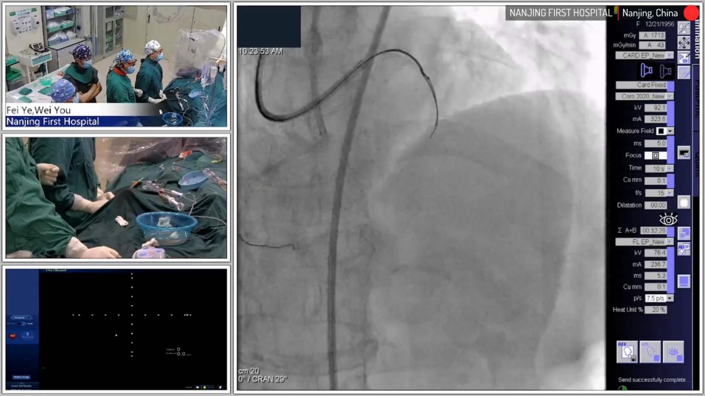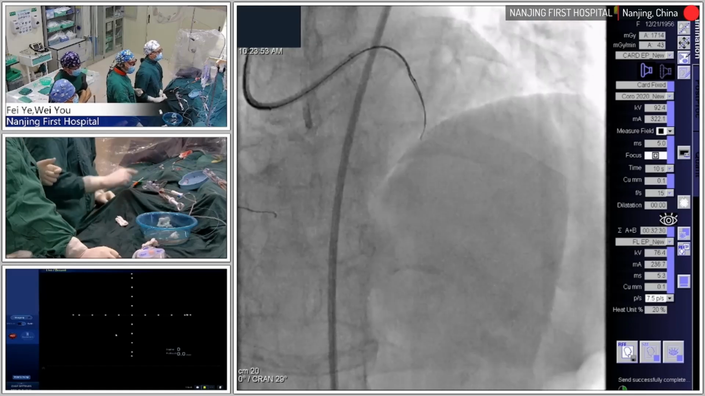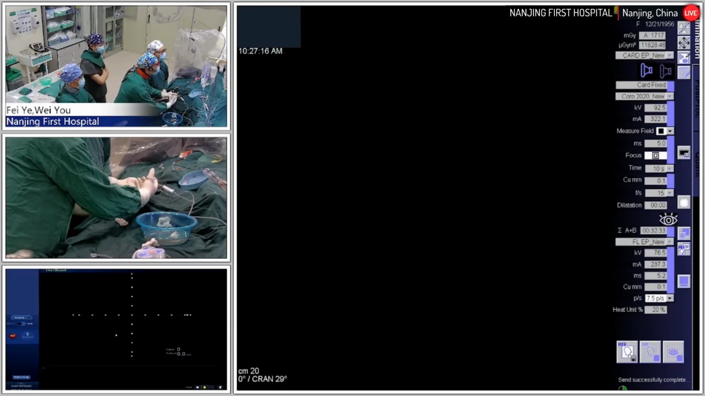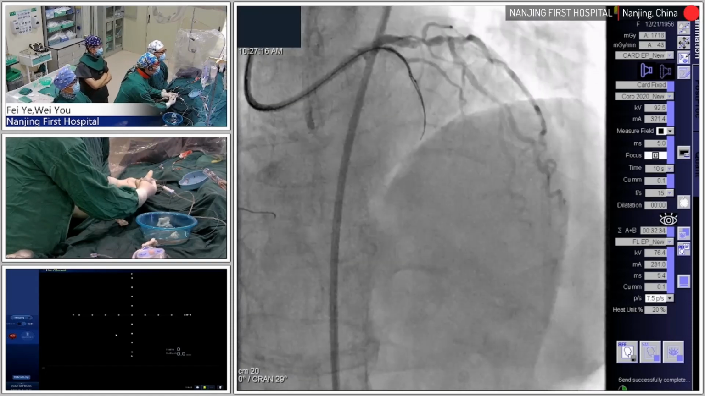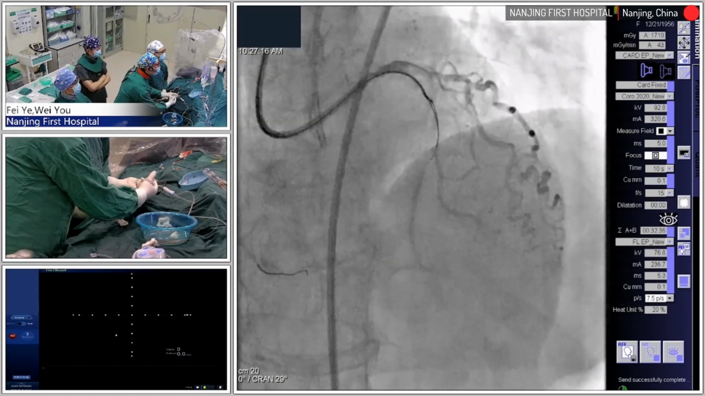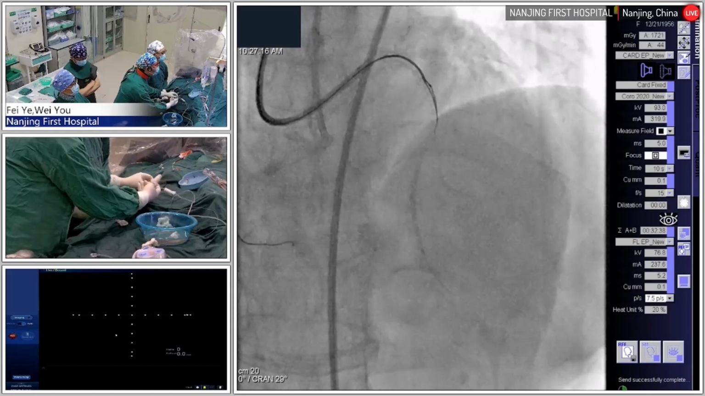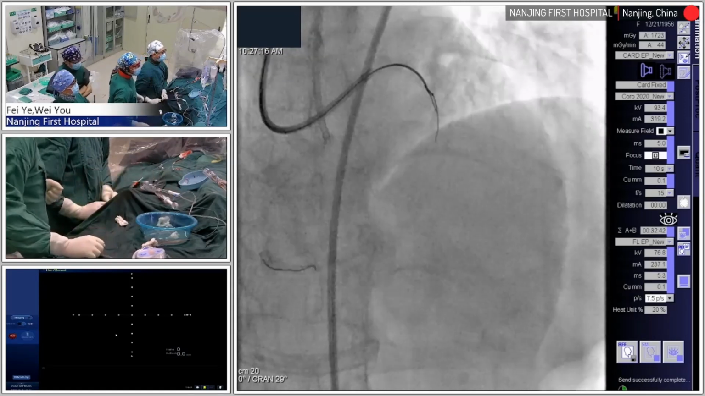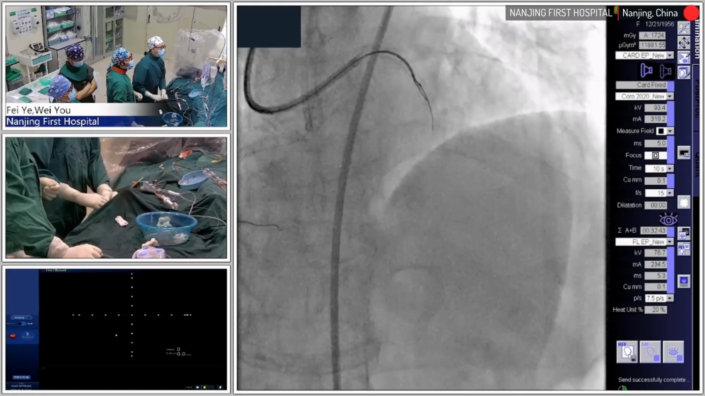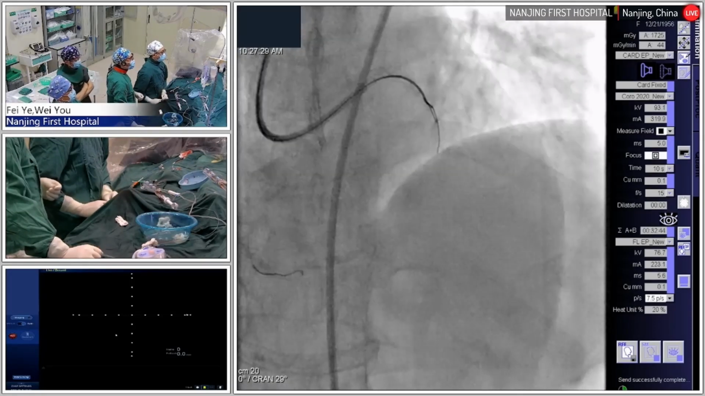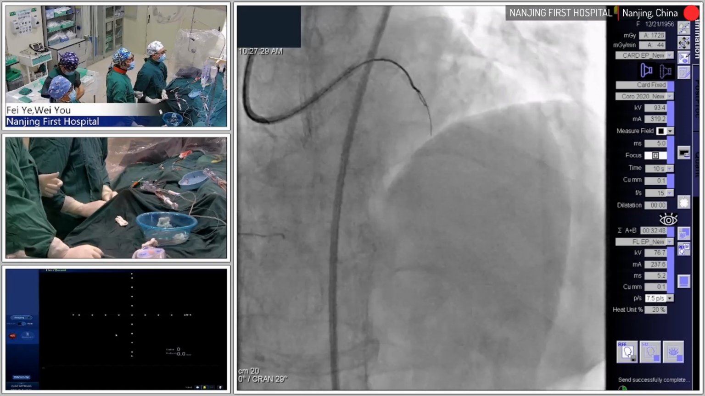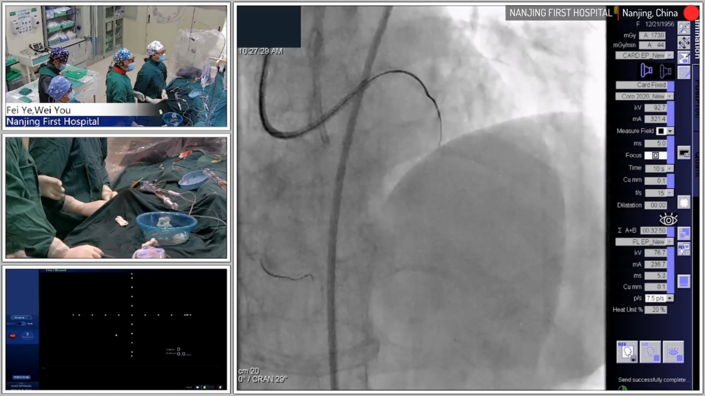So why choose the RCA first instead of the LAD? Dr. Yu, RCA first or LAD first? I think RCA first. RCA will be safer because I see the recipient vessel. Yes. We can see the contralateral from the PLV to the distal RCA. So that's why I decided to treat the RCA first.